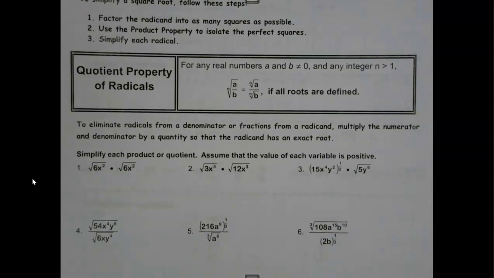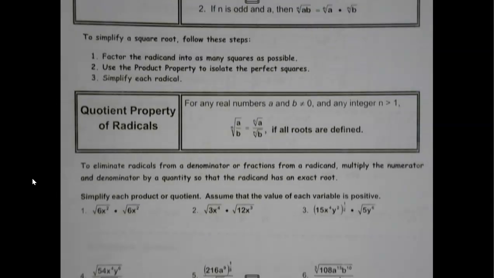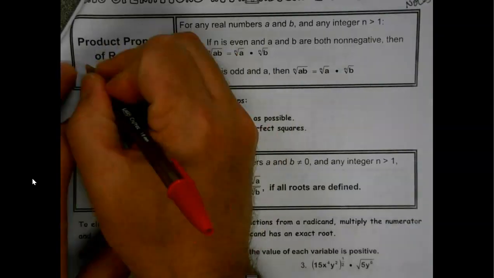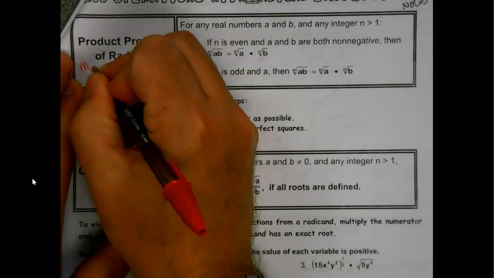So here's the basic rules of thumb. And I'm going to actually add one thing back up here. I'm not trying to get some of you seasick. Product property of radicals. We mentioned this before. We're going to mention it again.